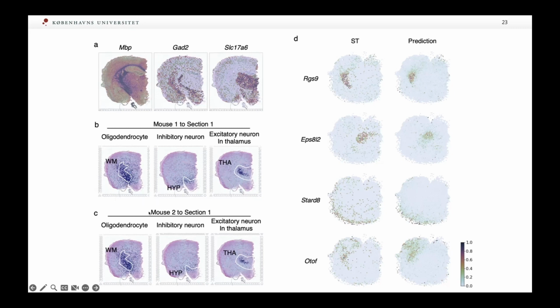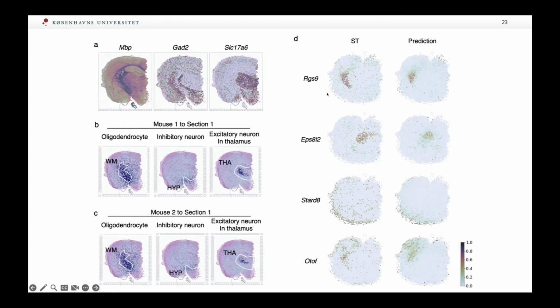And after that, we also want to know if we can do cross-sample prediction. So we trained our model on section 1 from mouse 1 and predicted the location of single cells from mouse 2. We can see we got similar result. That proves our model can also do cross-sample prediction for single cell location.